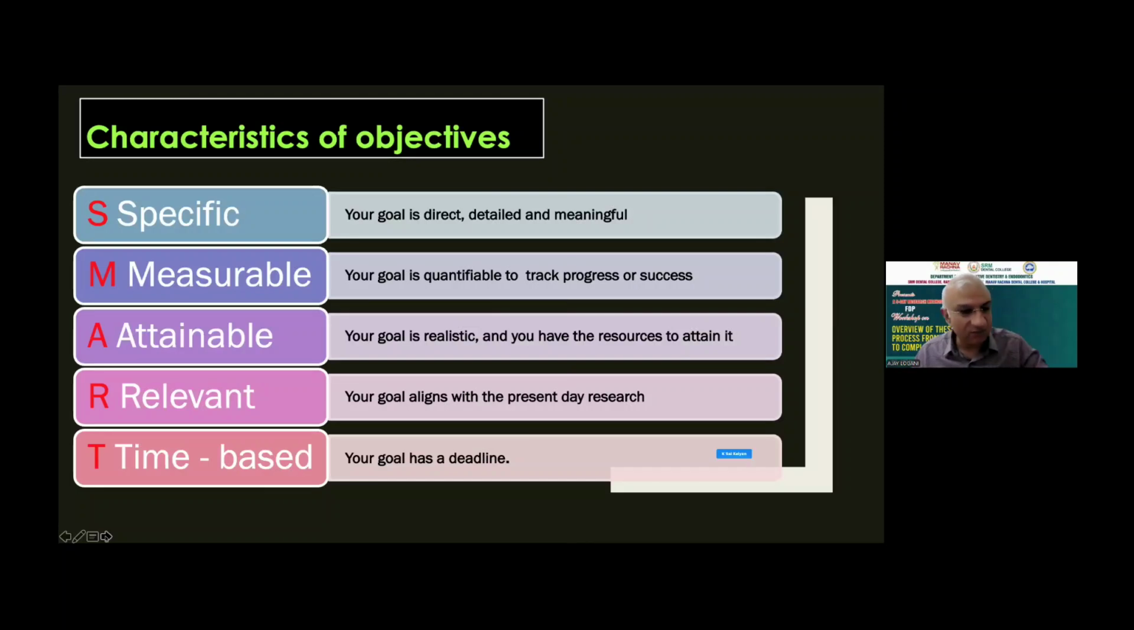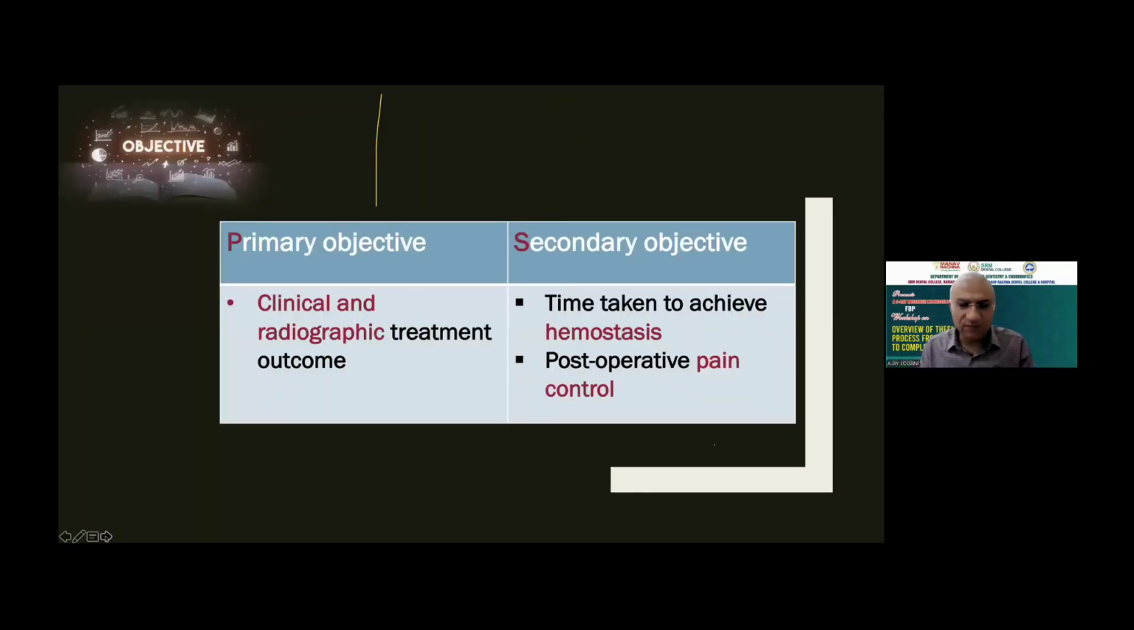And as I said, the objectives have to be smart in the sense they have to be specific. That's more than important. And obviously, if I can't measure them, it's no use. The objectives also, you can put in your trial as a primary objective and a secondary objective.